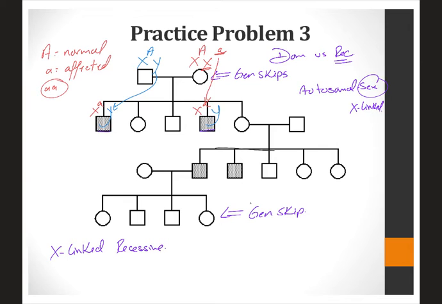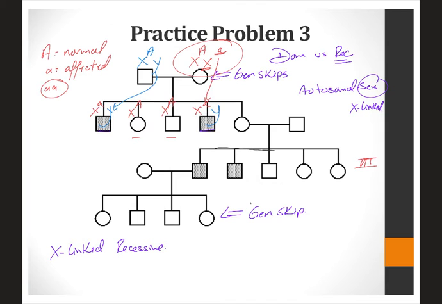So we now know that mom must be a carrier because she produced affected boys. Now, there were also a few children who were unaffected, and that just means that they would have received that unaffected allele from mom. And again, you can see that in the Punnett square.